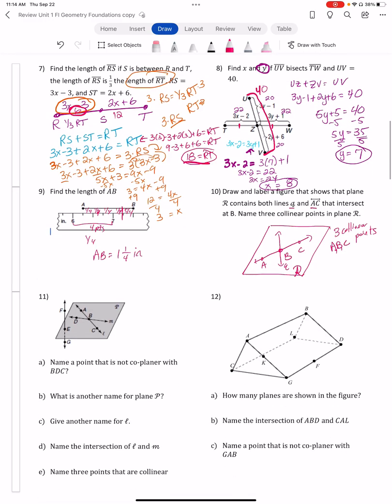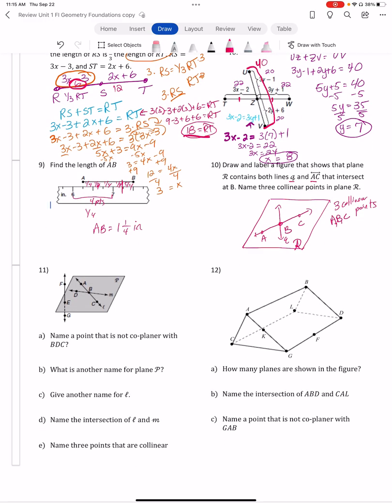All right, number 11. It says name a point that is not coplanar with BDC. So BDC are in plane P. So the only ones that are not in plane P are F or G. You can have one or the other. You don't have to have both.